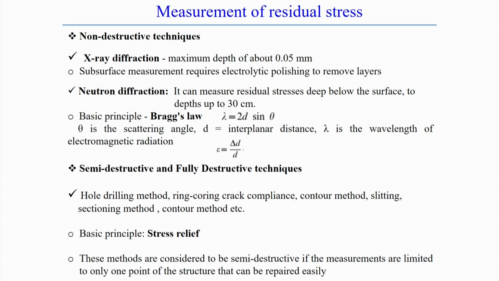Other semi-destructive and fully destructive techniques can also be used: the hole drilling method, ring coring, crack compliance, contour method, slitting, and sectioning method. These are the other typical semi-destructive residual stress measuring methods, but all actually follow the principle of strain stress relief. With the hole drilling method, we use a very highly sensitive strain gauge, which captures the amount of strain change when there is a relief of stress, and based on that we can measure the amount of residual stress.